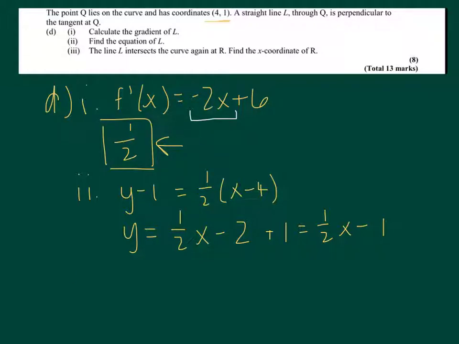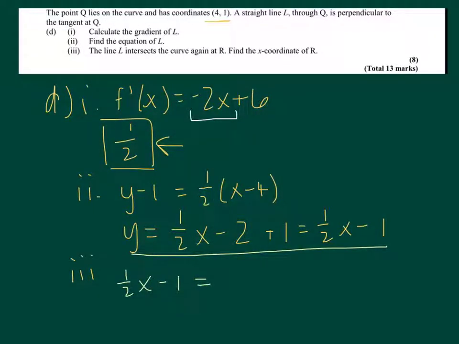Now for part 3, it says the line L intersects the curve again at R. Find the x-coordinate of R. So now we will set this equation, y equals 1/2 x minus 1, equal to the original equation. So 1/2 x minus 1 equals, let me look at the original equation, negative x squared plus 6x minus 7.